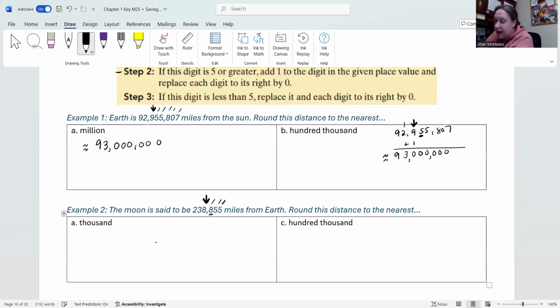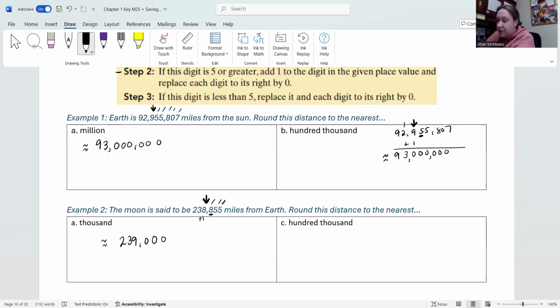One digit to the right of that is an 8. Okay. The directions say if the digit to the right of the rounding digit is 5 or more, we round up. So I want to go ahead and add 1 to this 8. And that tells me this is approximately 239,000. So we were basically saying, is the moon closer to 238,000 or 239,000 miles away from Earth? And it's closer to 239,000 miles away from Earth.